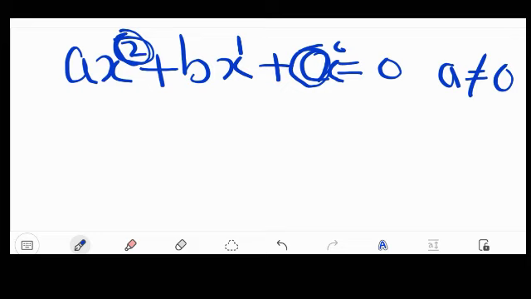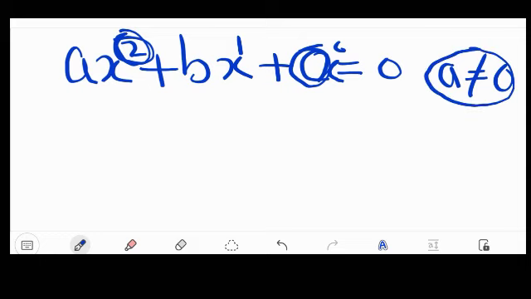According to the definition, we can also say that a quadratic equation is the one which has a maximum power of the variable that is 2. Now I've written that a should not be equal to 0.